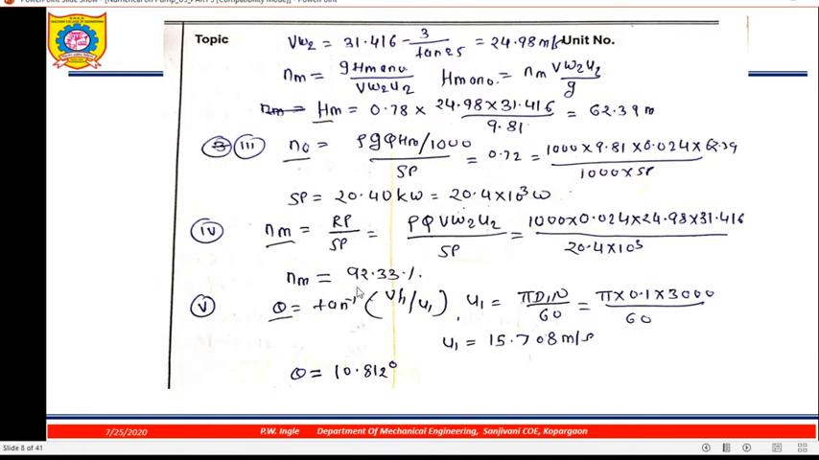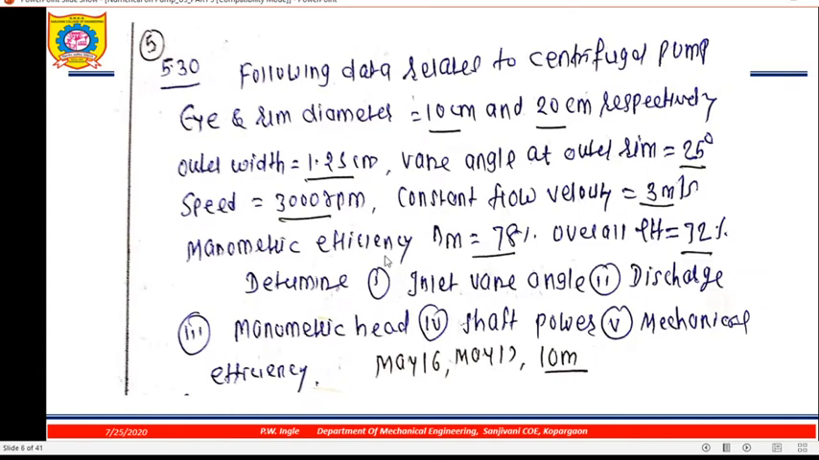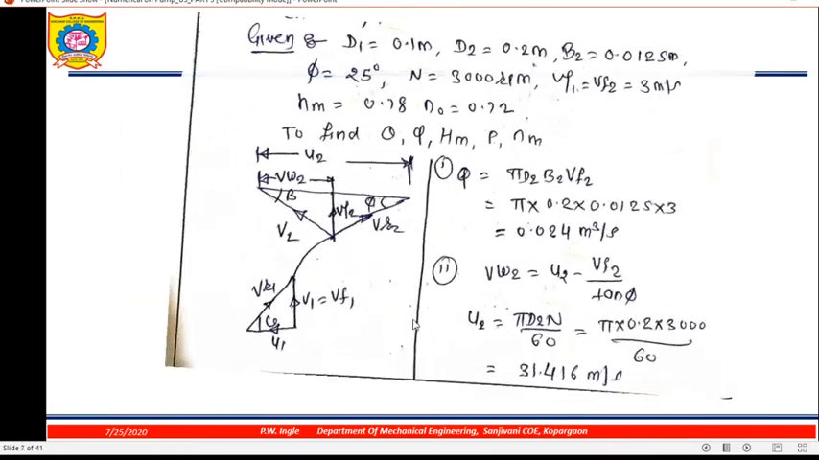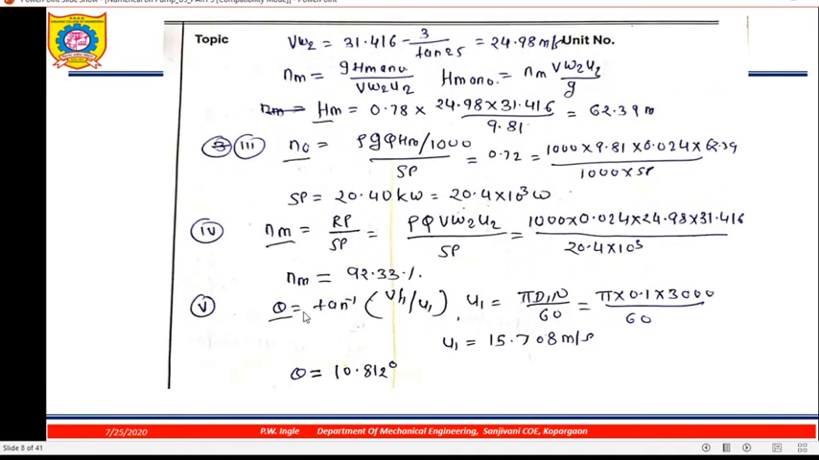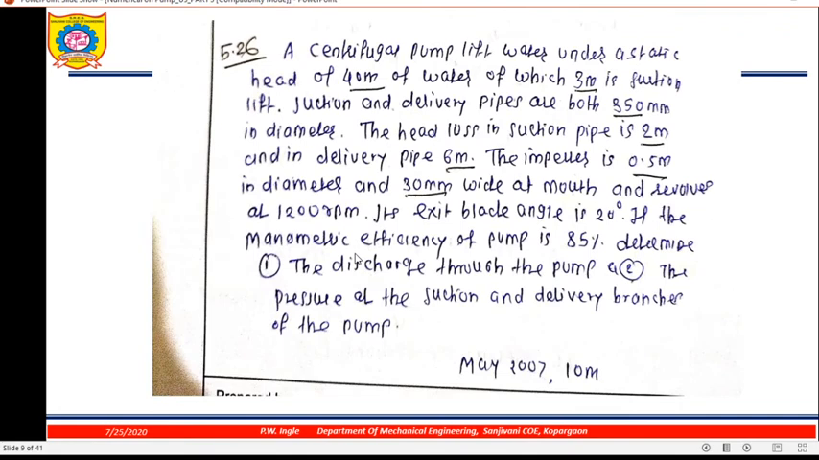So you are getting what? Determine shaft power and mechanical efficiency. Okay. So in this way you can calculate what? Mechanical efficiency. Then theta angle, it is 10.812. Now again we'll solve some more problems.